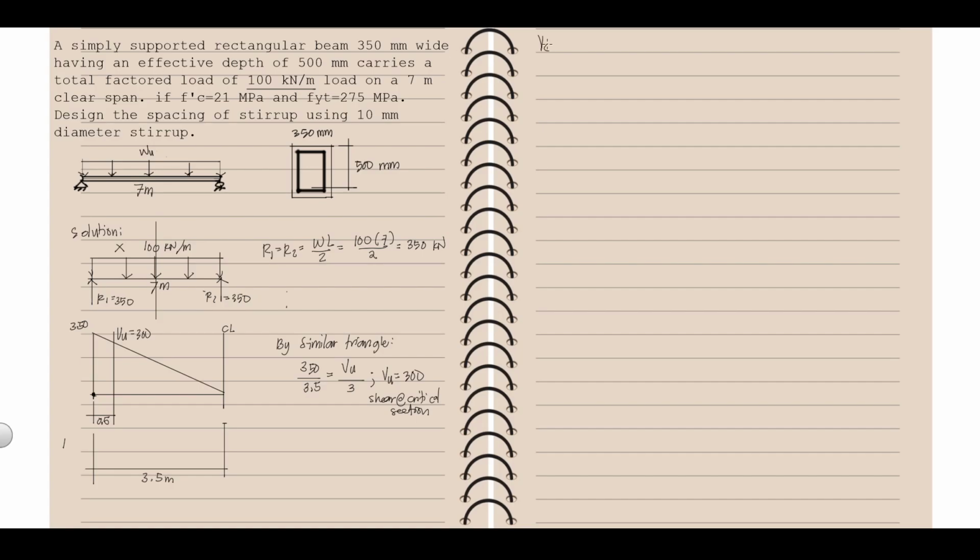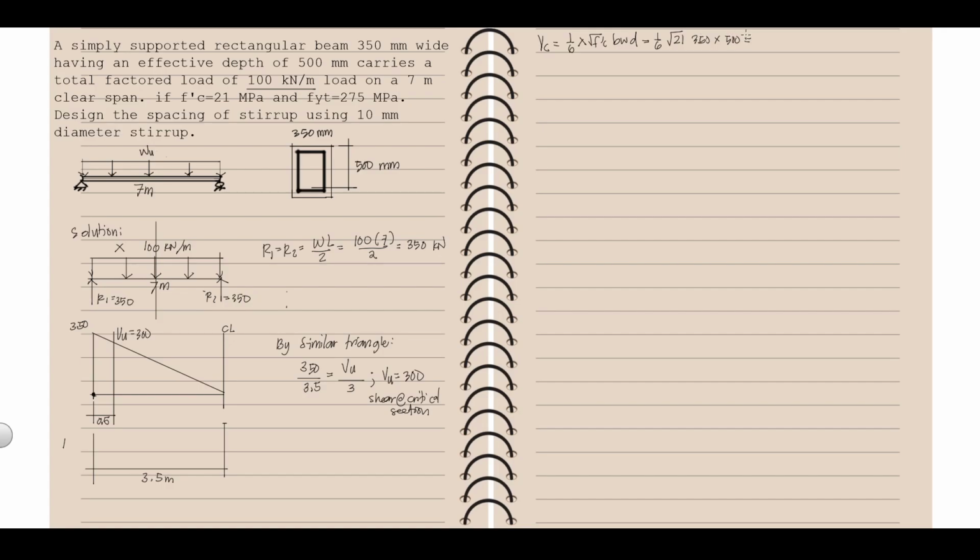So solve for VC. That is 1 over 6, sorry, so lambda, square root of f prime c, bw, d. So, kahit di natin ilagay yung lambda, wala naman sinasabi kung anong type of concrete, no? So, automatic 1 na to. So, we will have a VC of 1 over 6, square root of 21 times 350 times 500.